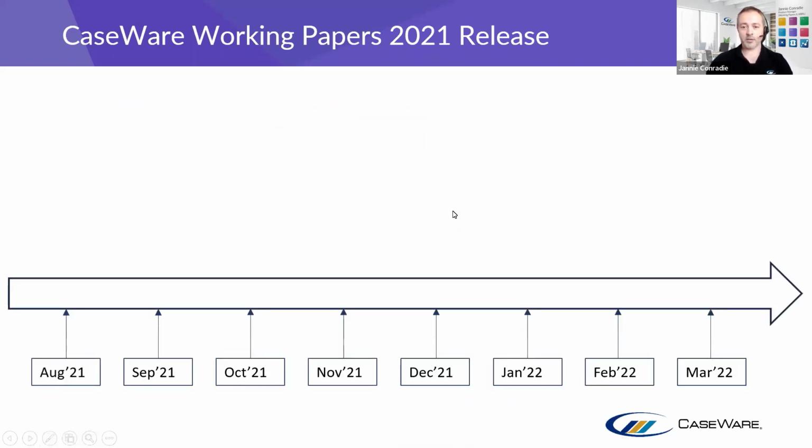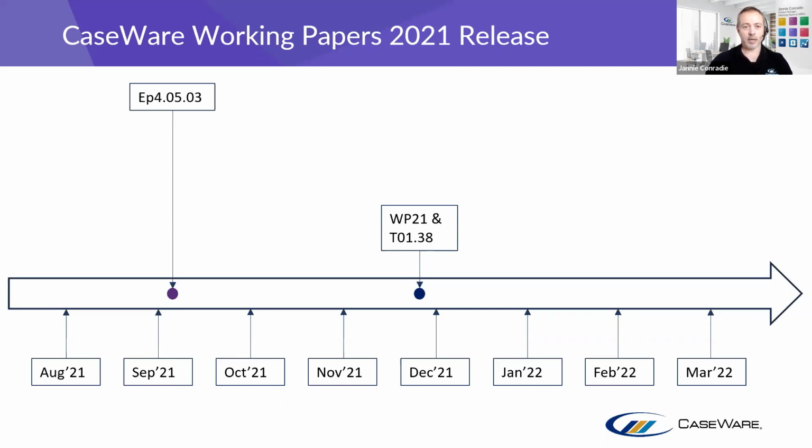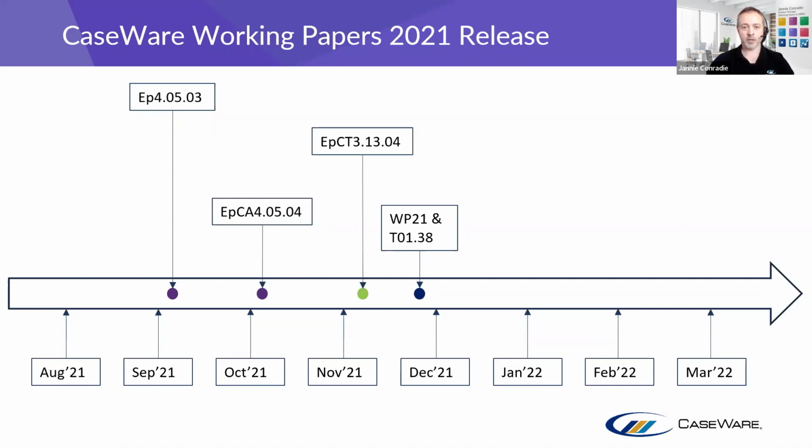Right. Okay. So let's have a look at a timeline of what we've done before we released Working Papers. At the end of November, we released Working Papers 21 with the template bundle. In the beginning of September, we released the corporate EPAC for 503, then the charity and academies EPAC in beginning of October, and then we squeezed in that tax EPAC just beginning of November.